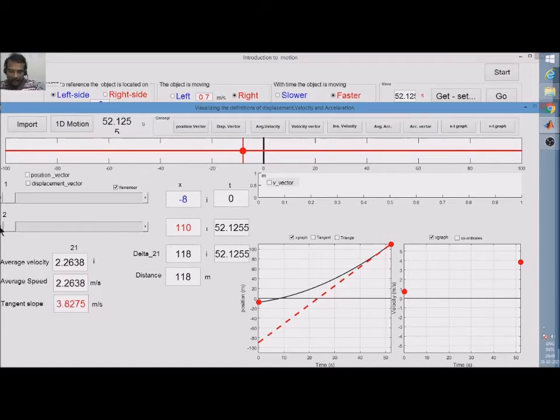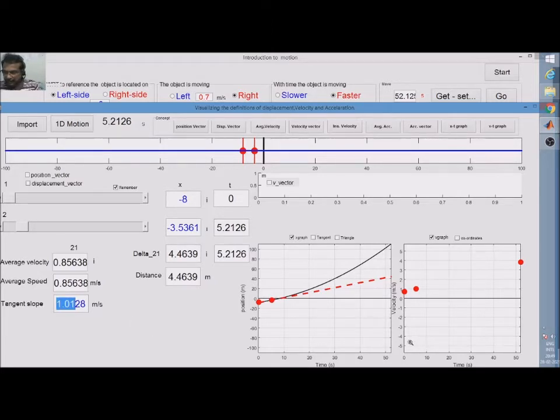So let us observe this. Let us observe the position of the object as well as the position time graph, and this dashed line is a tangent drawn to the position time graph at that instant of time. For example, at 5.21 seconds the velocity is 1.01 meter per second, somewhere here 1.01, and this is the tangent.